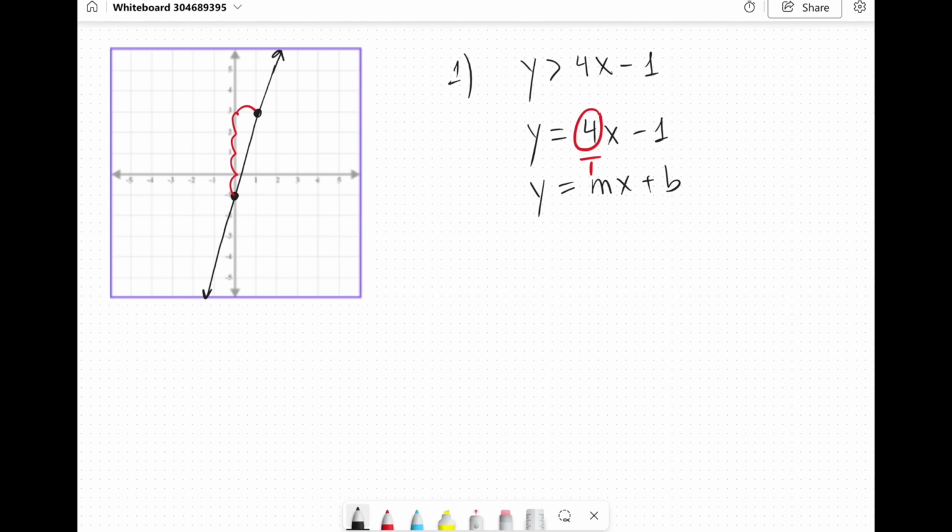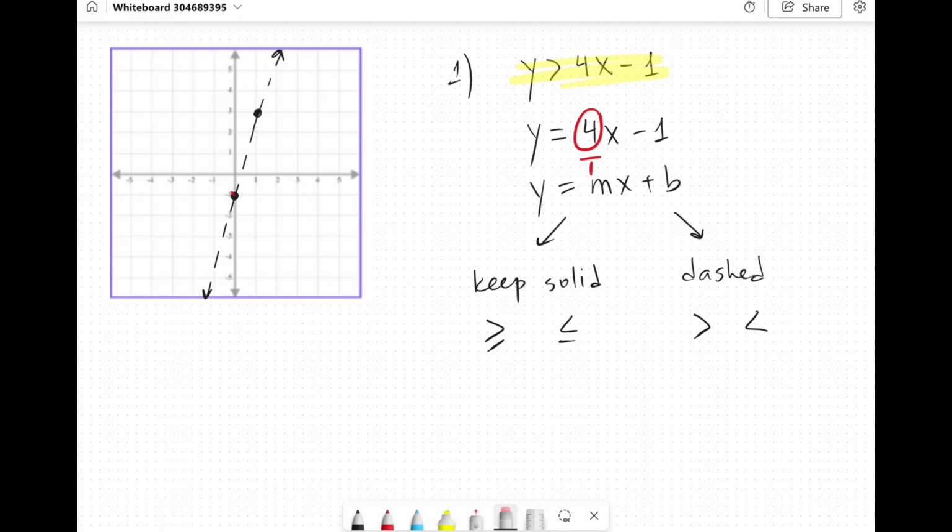Once you create the line, you have two options. You can keep it solid, or you can make it dashed. The line will be kept solid if the inequality symbol in your original problem is either greater than or equal to or less than or equal to. The line will be made dashed if the original symbol is greater than or less than, if it's missing the equal to. Clearly ours does not have an equal to, so I need to go ahead and dash my line.